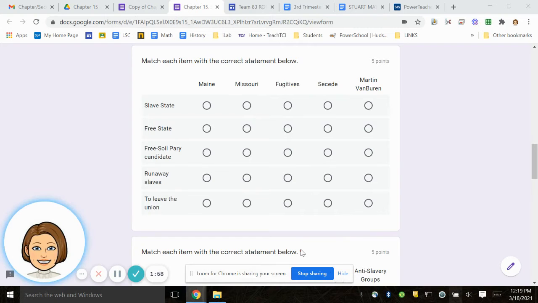Numbers 6 through 10, match each item with the correct statement. The words above are Maine, Missouri, fugitives, secede, Martin Van Buren. Number 6. This was a slave state.